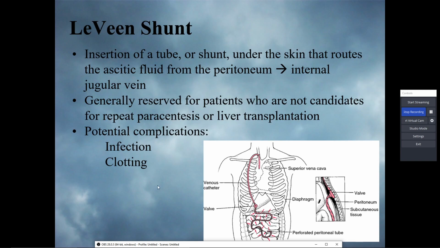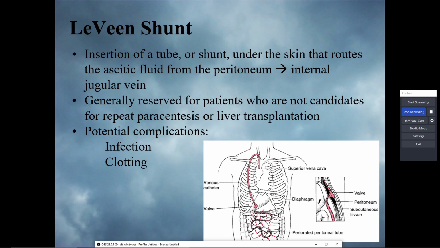This is the other way, called a LeVeen shunt. And for testing purposes, I would absolutely know what this is. Now, why don't we see it? Well, we don't place them very often, at least not at our hospitals up here in the high desert. But you do see these placed down the hill.